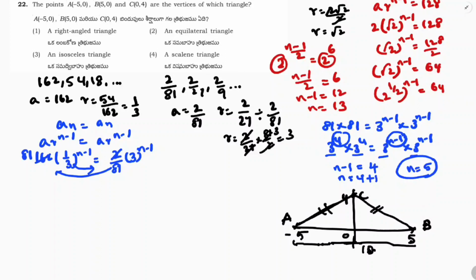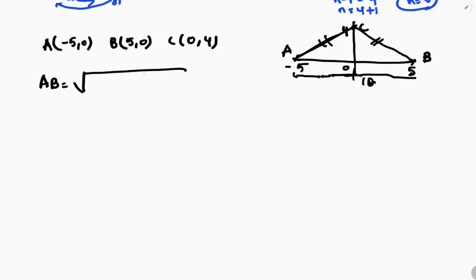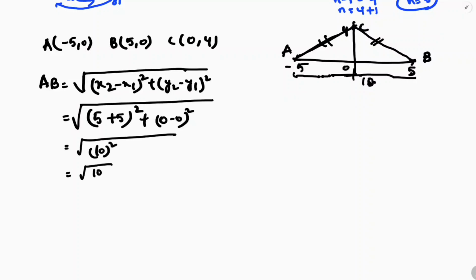So the correct option you can go for is 3, or otherwise you can check with the distance. I'll find with distance also. Now the 3 points are here: A minus 5 comma 0, B 5 comma 0, C is 0 comma 4. First I'll find the AB distance. The distance formula is root of x2 minus x1 whole square plus y2 minus y1 whole square. So 5 minus of minus 5, plus 5, I'm calculating AB, and 0 minus 0. So it's clearly 10 whole square, which is nothing but root 100, which is nothing but 10.